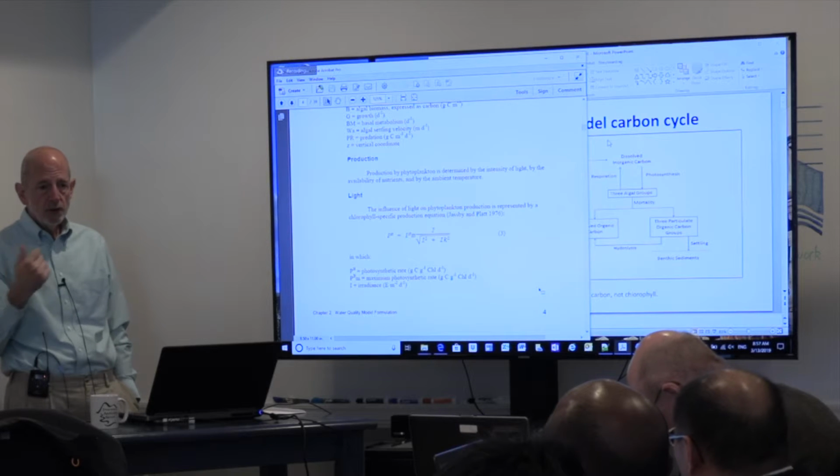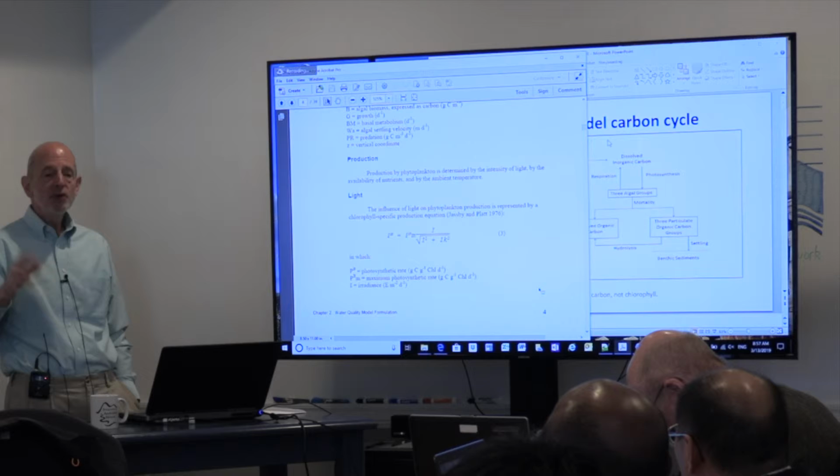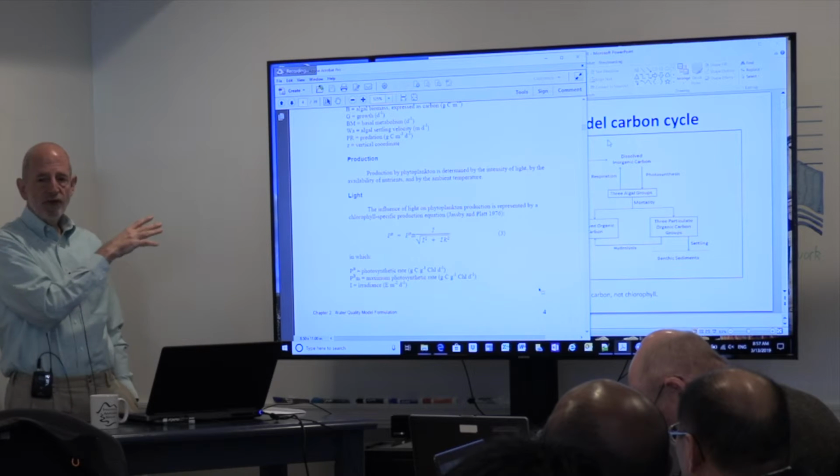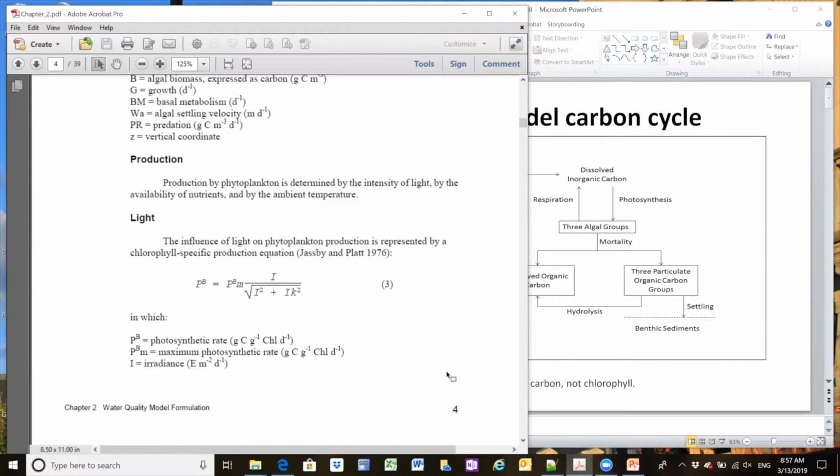So if you either go out and get somebody to measure these things for you, or if you pick up an algal physiology book, you're not going to find the growth rates. You're going to find things like, this is the maximum specific production rate. This is the grams of carbon per gram of chlorophyll per day. You can create a growth rate from that, but that's what it is.